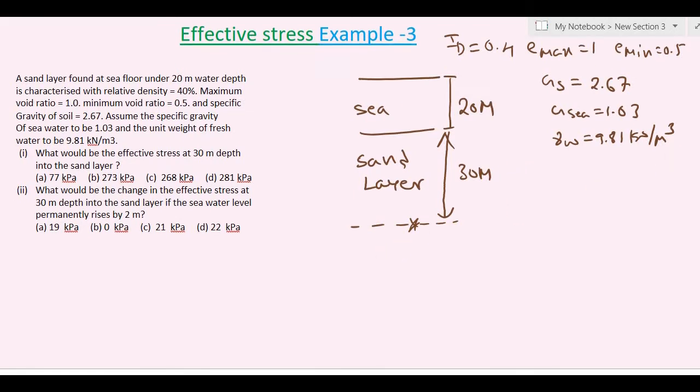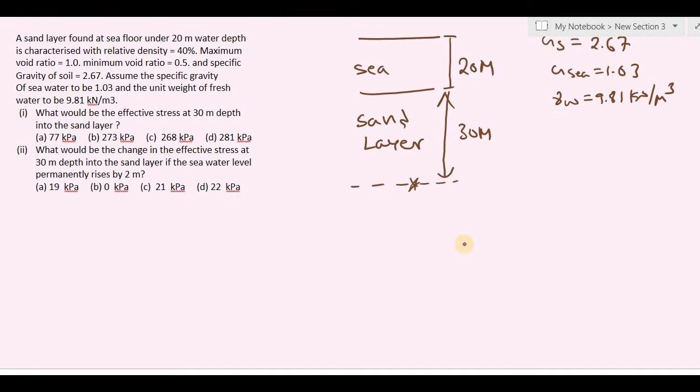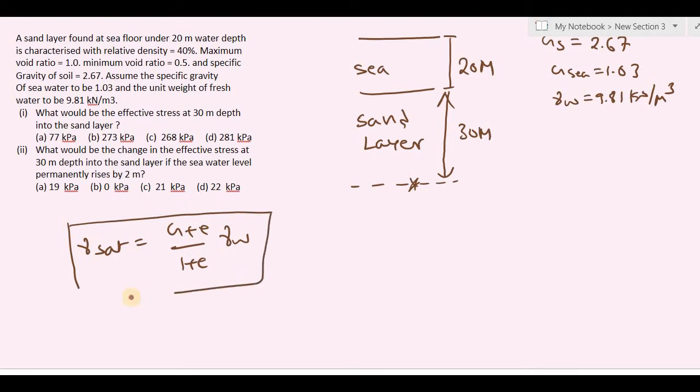We know effective stress equals total stress minus pore water pressure. But the best thing in this question is that there is sea water. It means that the soil voids are filled with sea water. So if you want to use the formula (G plus E) by (1 plus E) into gamma W, this formula is derived for a specific case. What is that case? The voids are filled with fresh water, but here the voids are filled with sea water.